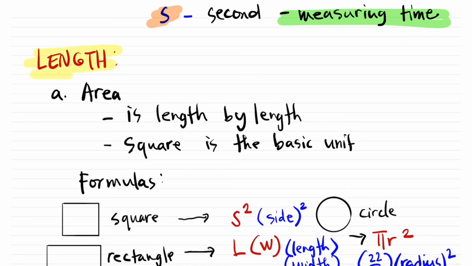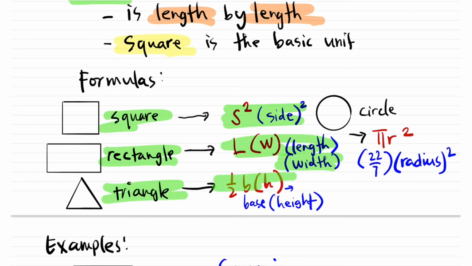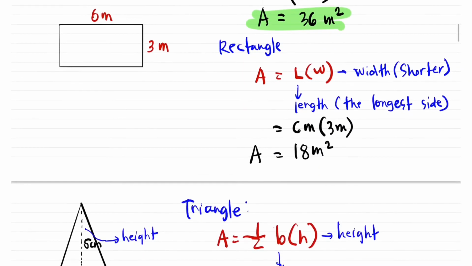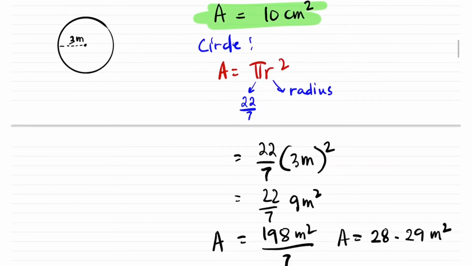Alright, length. For length we have the measurements for area. It is measured through length times length. So the basic unit is square. So for square, we have side. For rectangle, we have length times width. And for triangle, we have 1/2 base times height. And then for circle, we have pi r squared. Now we have a quick example to that. For finding the area, we just have to substitute based on the given polygon that we have.